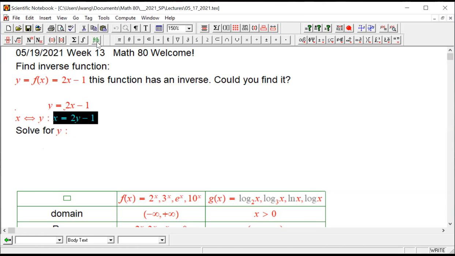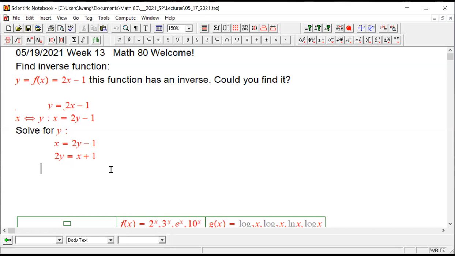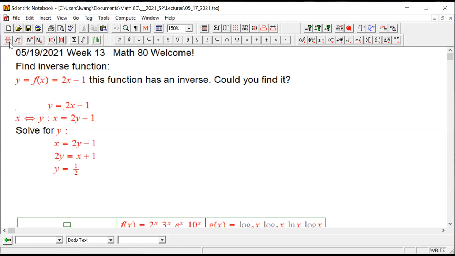So we're going to solve this equation and isolate the y. Okay, so what do we do here? We're going to have 2y equals x plus 1. You just add a 1 on both sides, 2y equals x plus 1. And next, we're going to divide both sides by 2. So y is equal to 1/2 times x plus 1, sorry, x plus 1.